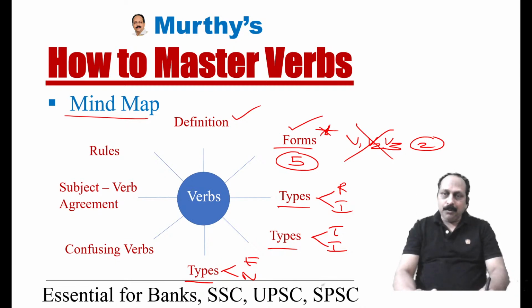If you take this approach, you get stuck over there. That's why I say it is not advisable. Then you have to learn confusing verbs, very important from the exam point of view. After that, you all know quite often when it comes to error location, out of five questions, you can expect one question based on subject verb agreement.